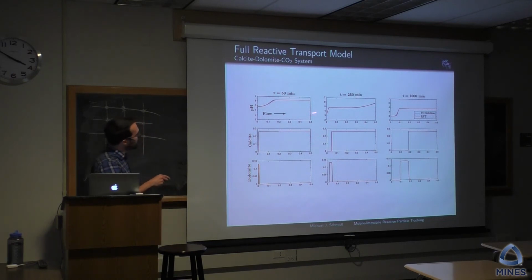We see it's about 3.5 coming in. It's initially buffered by the dissolving calcite. Flow is moving left to right here. We see the calcite dissolving as we go forward in time. This dolomite is a chemical that precipitates behind it. We see it sort of build up in time and then dissolve behind it.